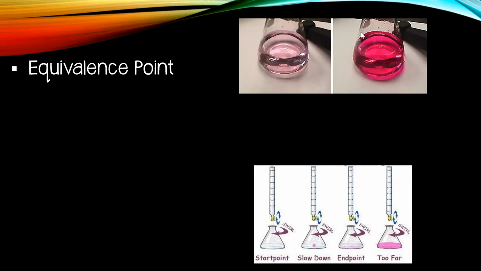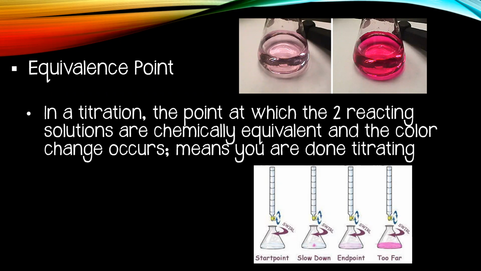So now that we know a little bit about titration and indicators and how they work, we can specifically talk about titration and calculations with titration. One of the things you have to know when you're actually titrating is the equivalence point. This is basically the point of the reaction when the two substances are equivalent to each other. And this also means you are done titrating.